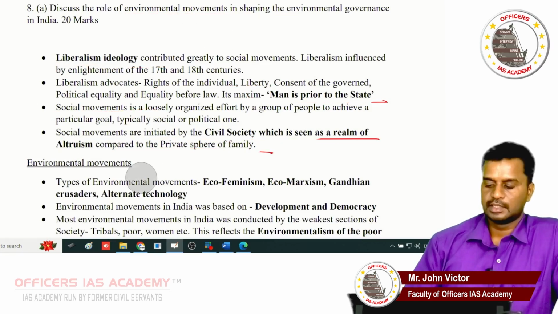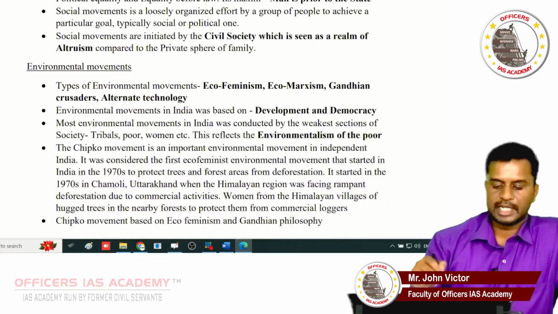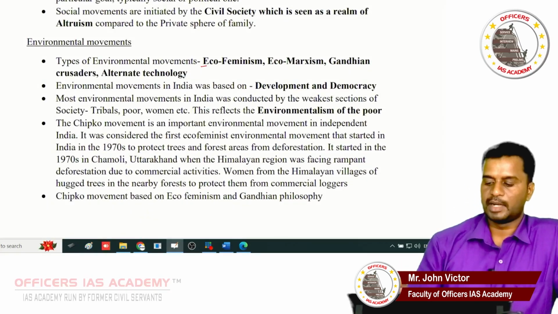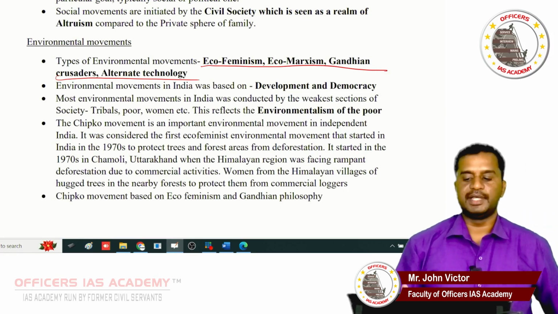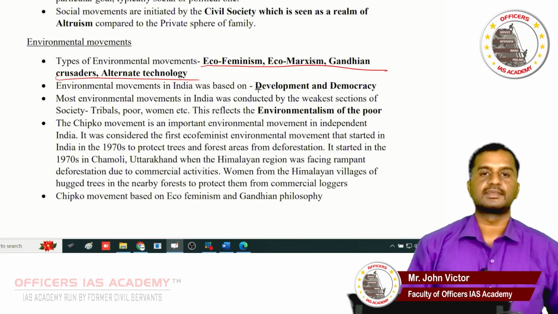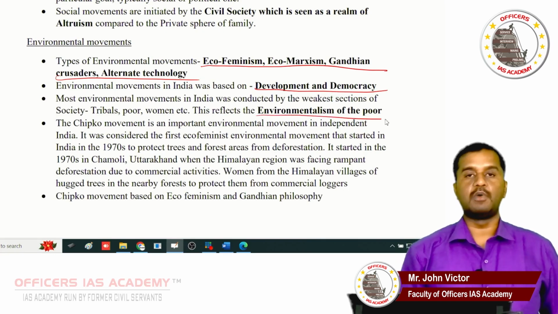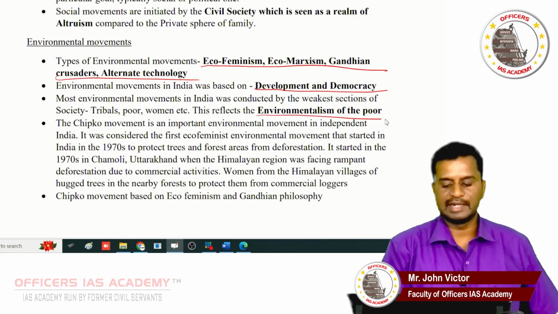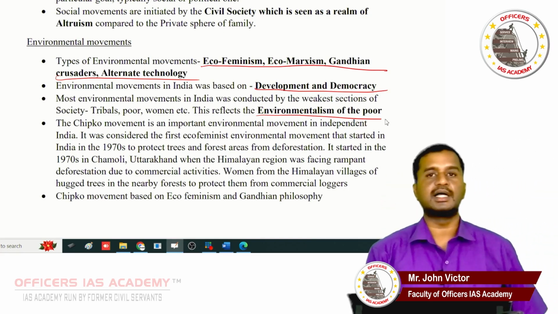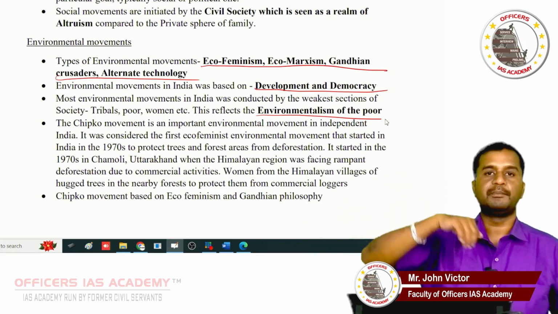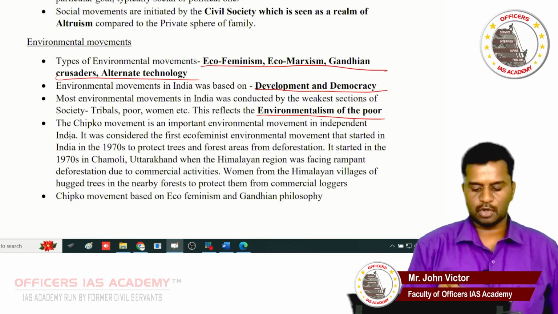Then write from GS the different types of environmental movements. The important types are eco-feminist, eco-Marxist, Gandhian and alternative. Environmental movements in India are based on development and democracy. They also showcase the environmentalism of the poor. The Chipko movement is an example of environmentalism of the poor. It also showcases feminism. The women hugged the trees in Uttarakhand to protect them from being felled in the name of development. So mention the Chipko movement.